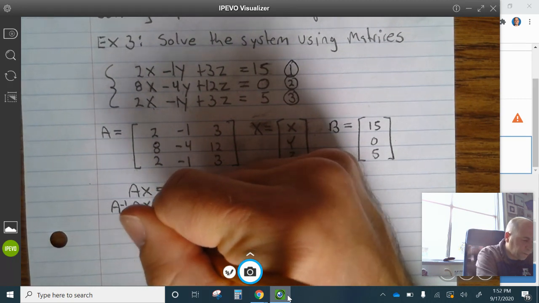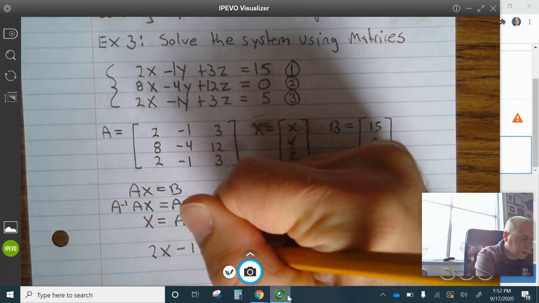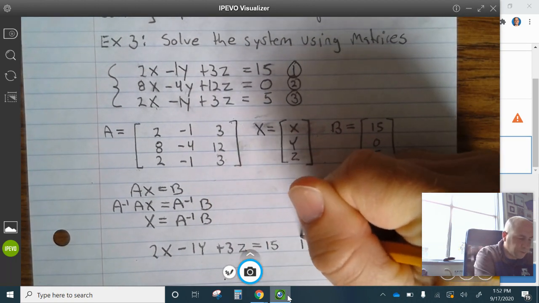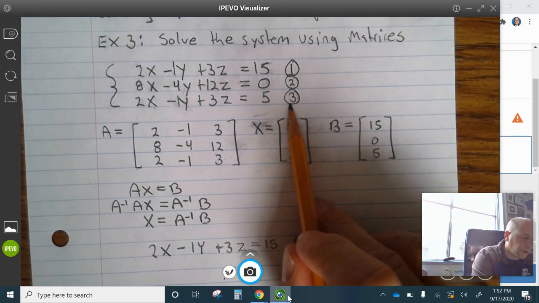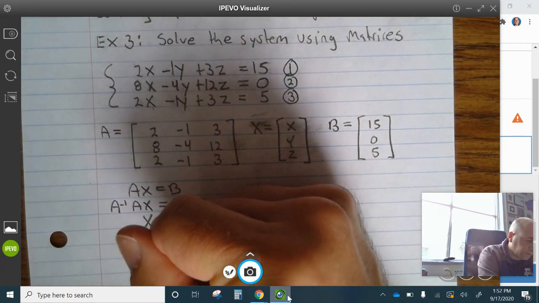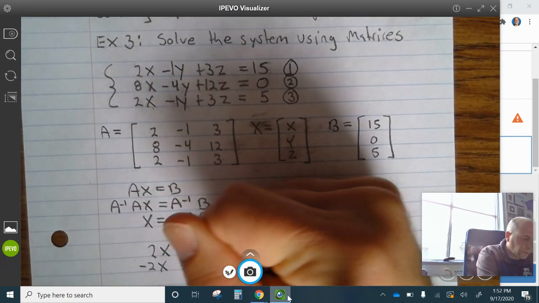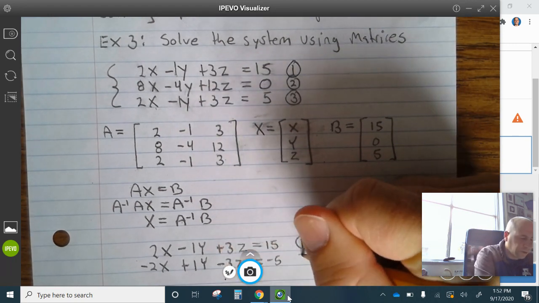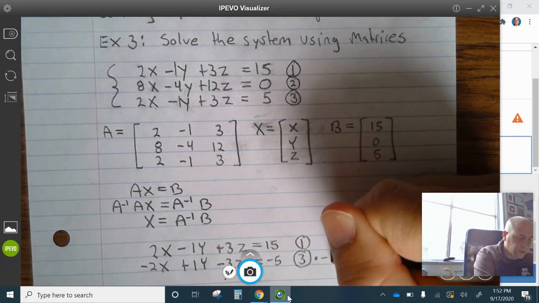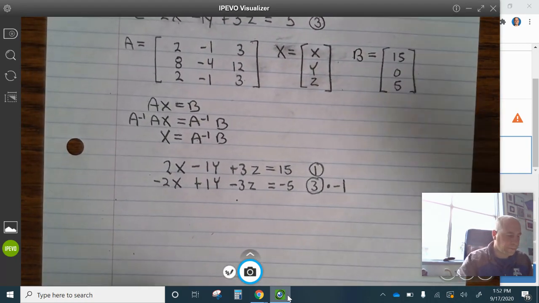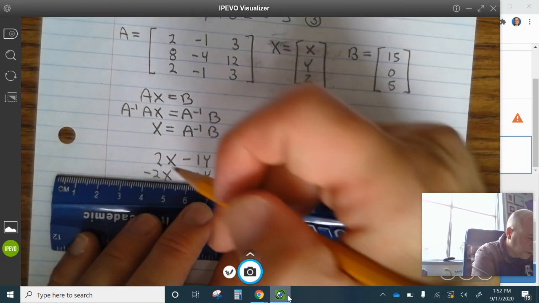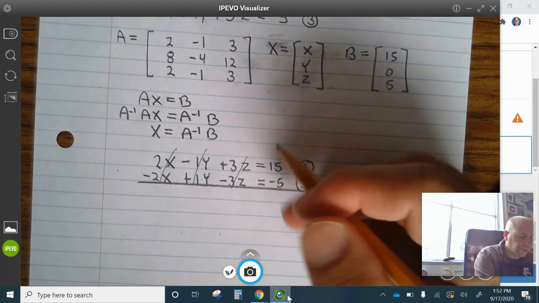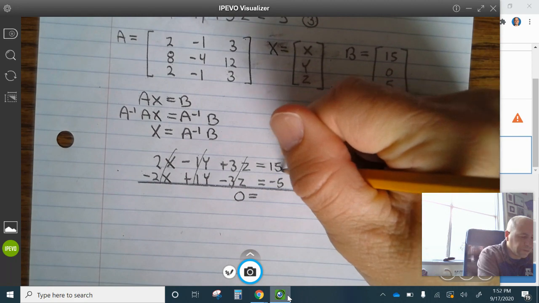That's equation 1. Now we're going to multiply equation 3 by negative 1. So that's negative 2x plus 1y minus 3z equals negative 5. And that's equation 3 times negative 1. Okay? So the x's cancel here, the y's cancel, the z's cancel. You're left with 0 equals 15 minus 5 is 10. That's a false statement. When all the variables are eliminated and left with a false statement, we know there's no solution.